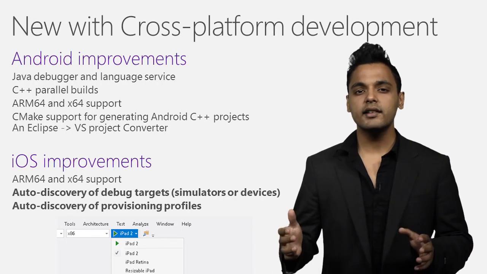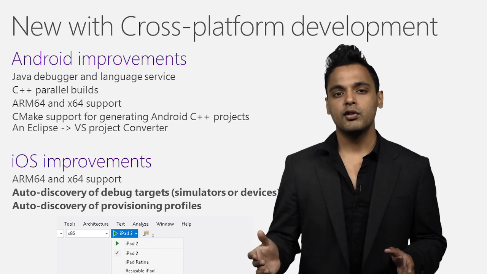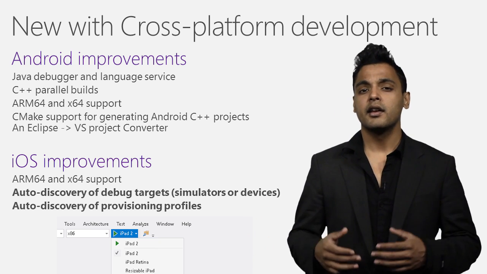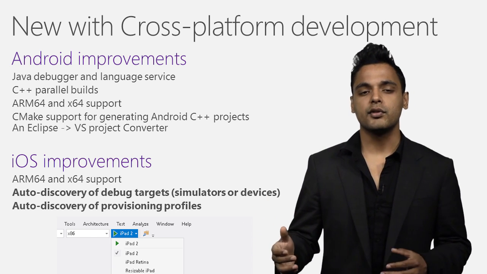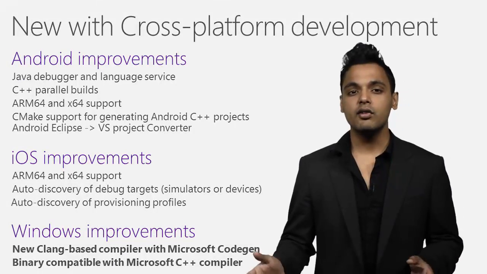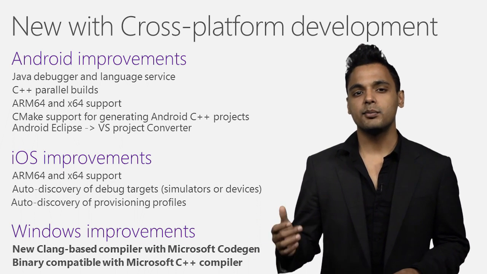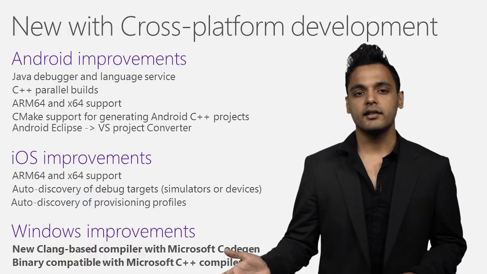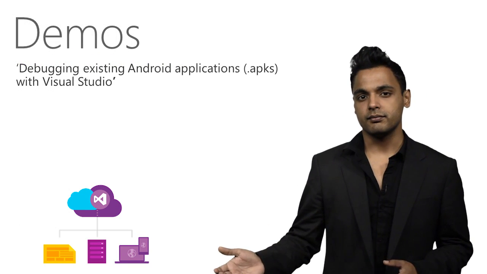In addition to all these new features for the Android platform, we've also revamped our iOS experience, which provides better out-of-the-box support for iOS development. And now also, it allows for auto-discovery for debug targets and iOS provisioning profiles. Lastly, on the Windows front, a new Clang-based compiler with the Microsoft CodeGen C2 compiler has been introduced for building your cross-platform C++ code across applications. Next, I'm going to go into some demos.